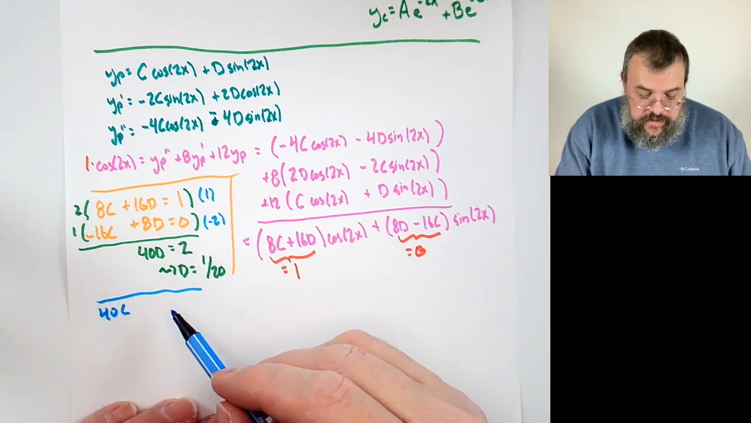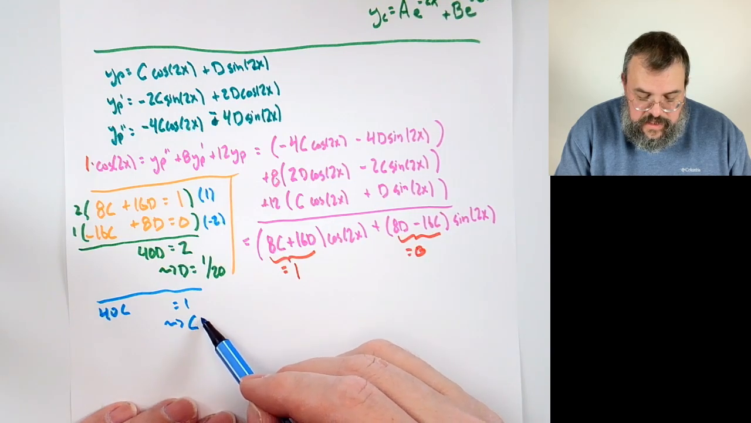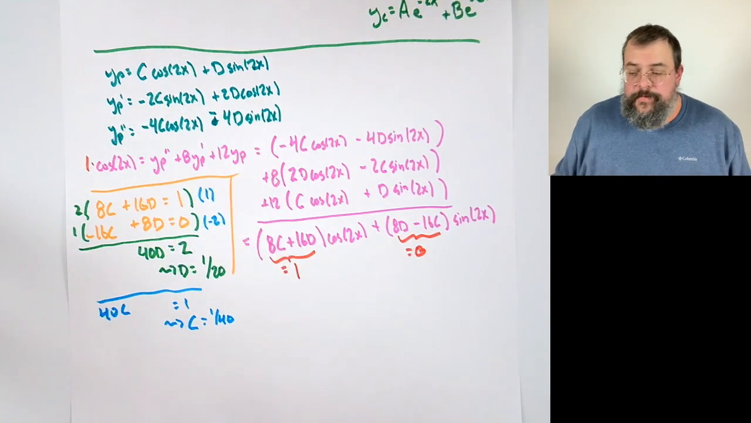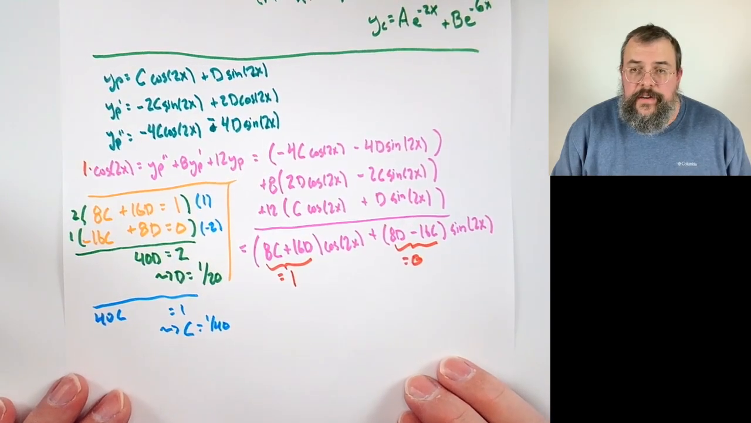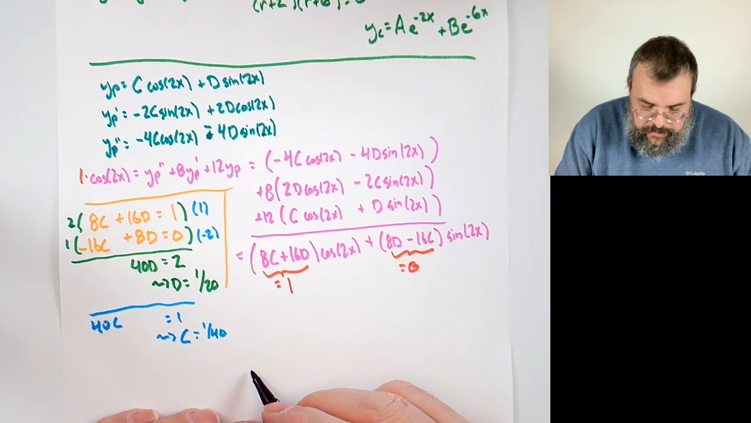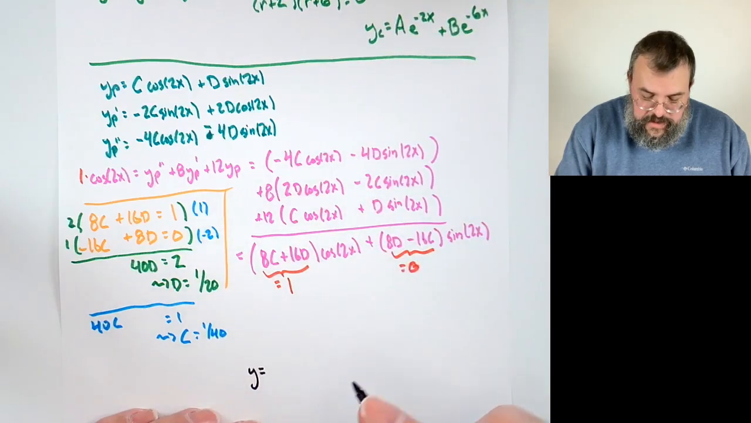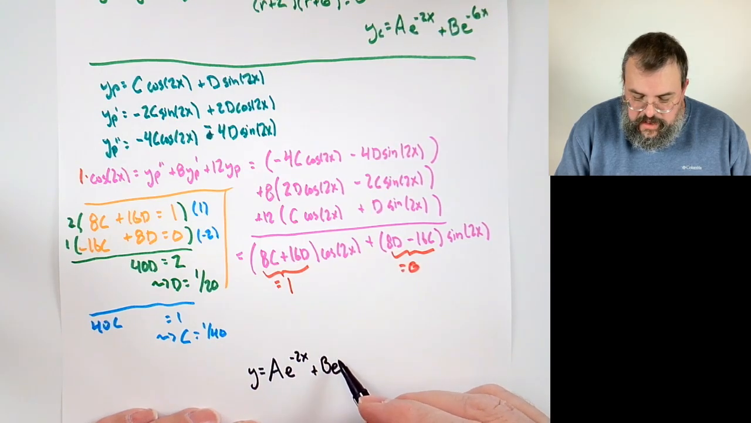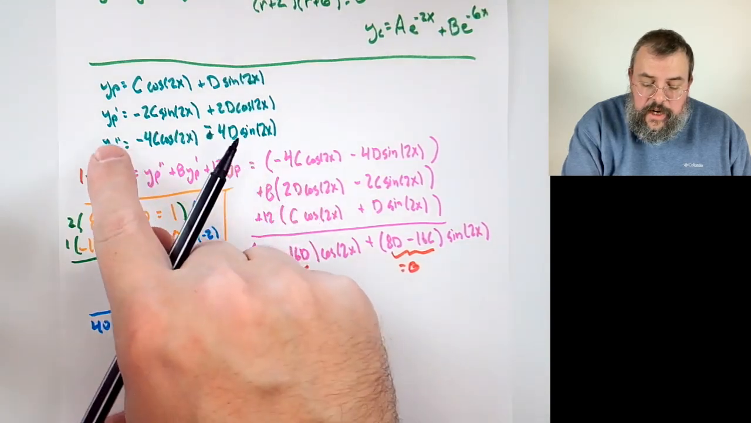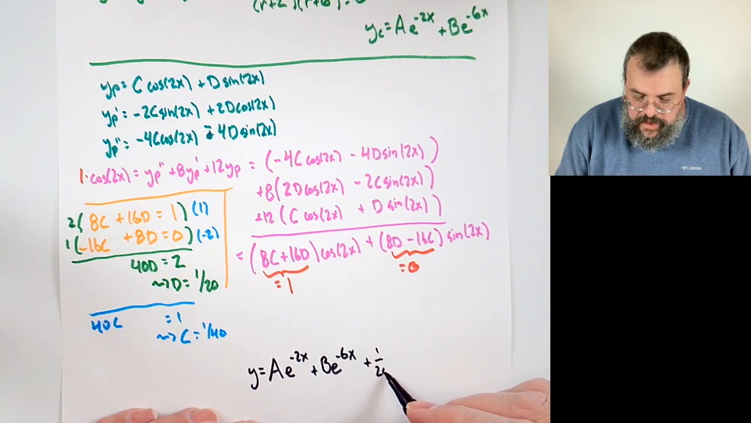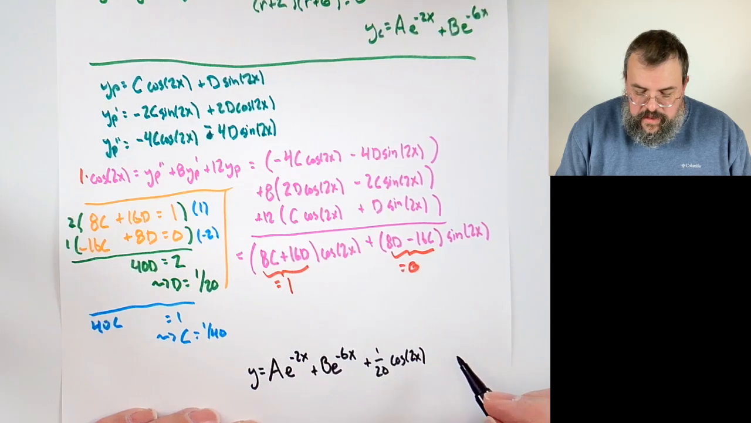16d minus 16d would be 0, and that would equal 1, which says that c should be 1 over 40. So now we have our c and d, and so we're ready to give our final answer. Our final answer is our general form. We'll start with our homogeneous solution, which is up here, still on the screen: A e to the minus 2x plus B e to the minus 6x, and then add to that our particular solution with the right coefficients. So plus 1 over 20 cosine 2x and plus 1 over 40 sine.